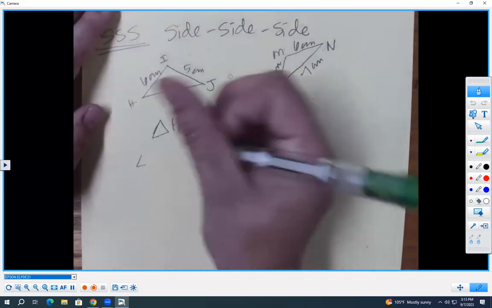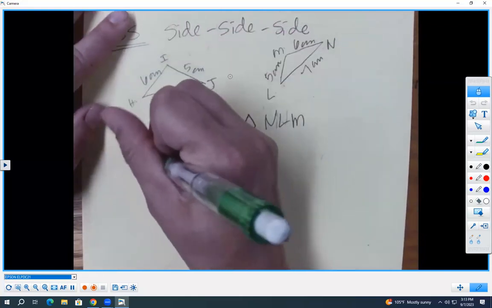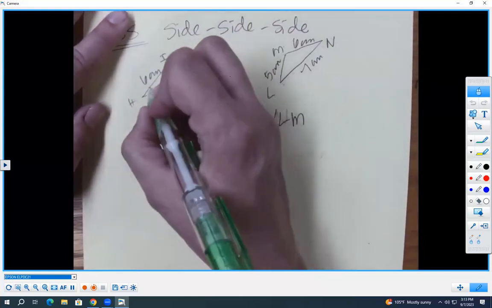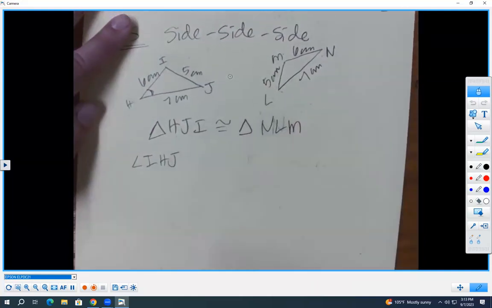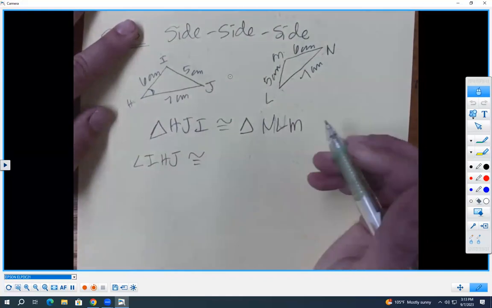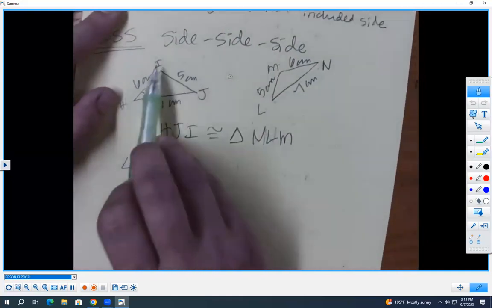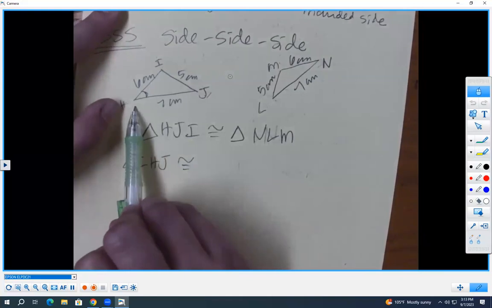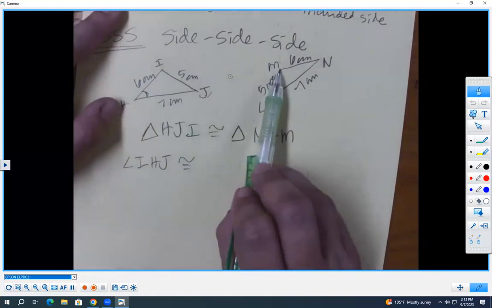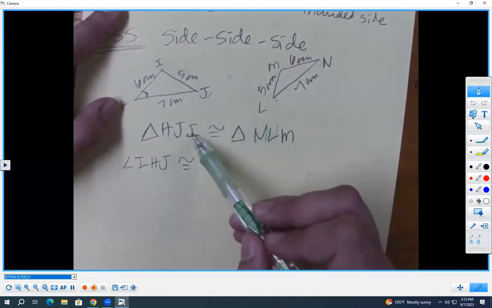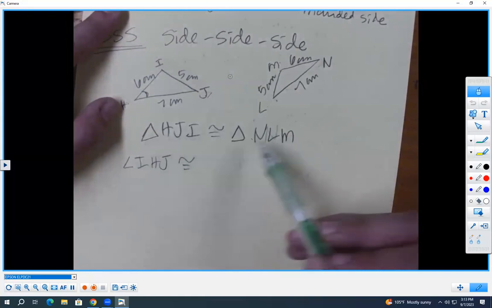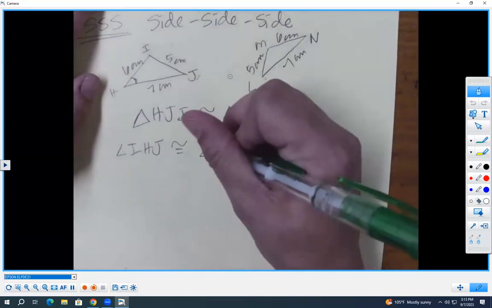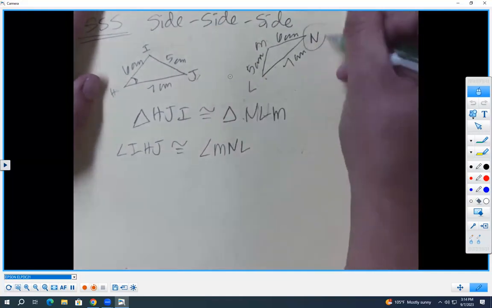So angle IHJ, this angle right here. Which angle is that congruent to over here? Angle N. Sure. I use 3 letters to say it. IHJ would be just angle H, yes, and it would be congruent to angle MNL. IHJ, MNL. I like to use my stuff right here. Angle MNL. So actually angle N and angle H.